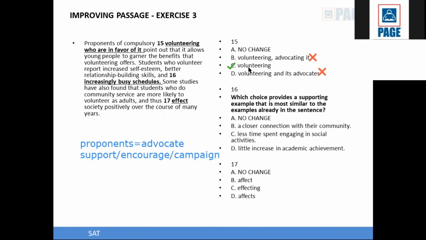So should we go for change, or should we go with C? We are going to look at the best answer. It can't be D, because it says proponents of compulsory volunteering and its advocates. So why do you need "and its advocates"? Proponents are people who are supporting.